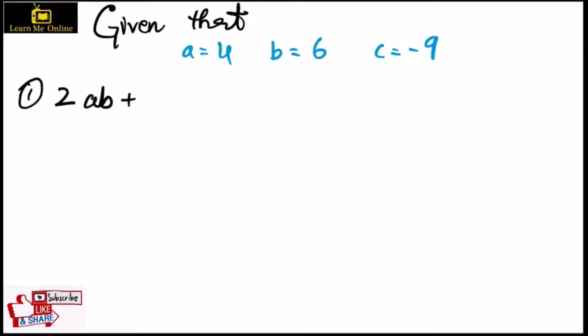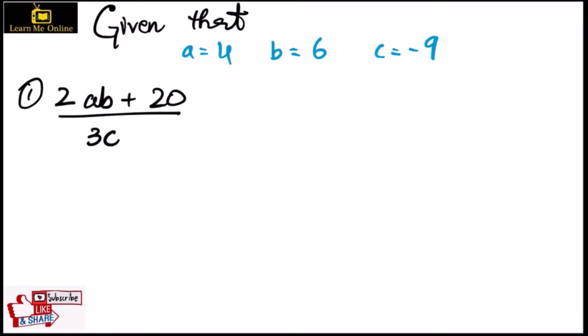We have got the value of A, which is 4. Then we are having B is 6 and C is minus 9. So from this one, we know that this time we are having three variables, a, b, and c. So here we have got the first one, which is 2ab plus 20 over 3c.